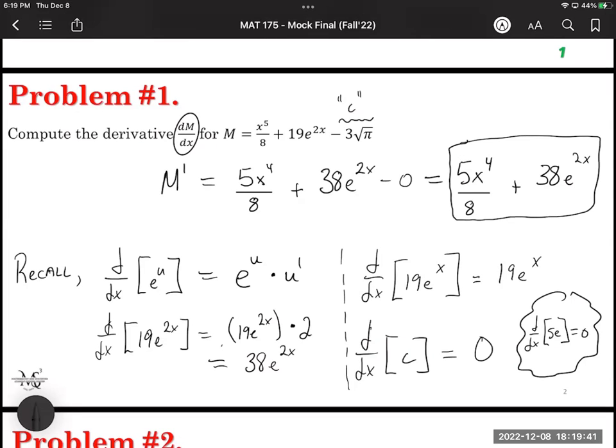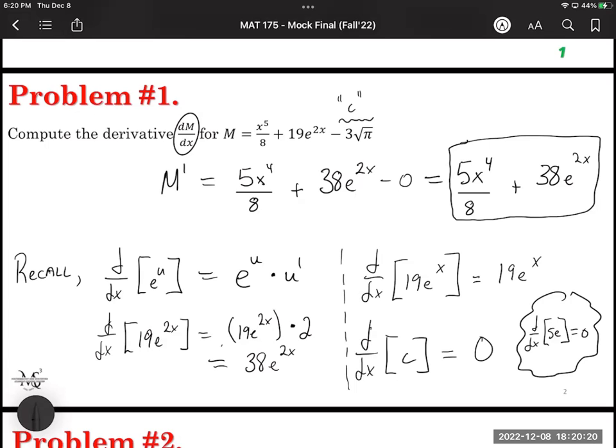And if I had 19e to the 2x over here on the bottom left, then I would have to apply the chain rule. So with this problem, I'm showing you the difference between e versus e to the x versus e raised to the power of u, where u is a function of x. Any questions? So for the 19e to the x, it's 19e to the x because you take the e to the u, which will be 19e to the x, and then times the u prime, which will be 1, right?